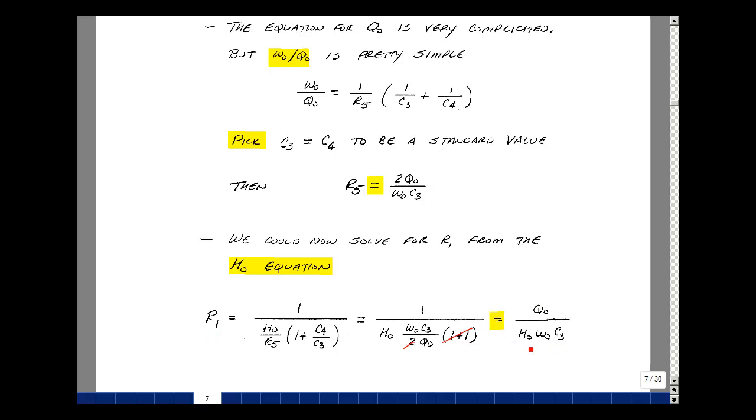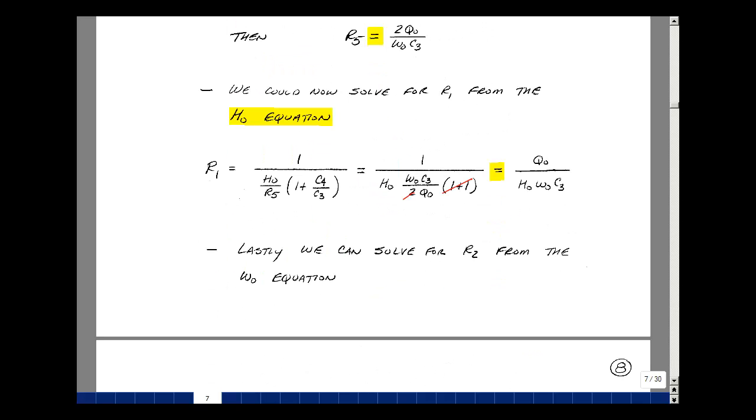Given my 3 filter specifications, I'll learn how to pick these shortly, and my initial pick, I can then pick R1. I want to keep my resistors roughly between 1K and 1 megohm. If things are smaller than 1K, we tend to draw too much current. If they're above 1 meg, we tend to have noise in our resistors, and that begins to degrade our audio signal.